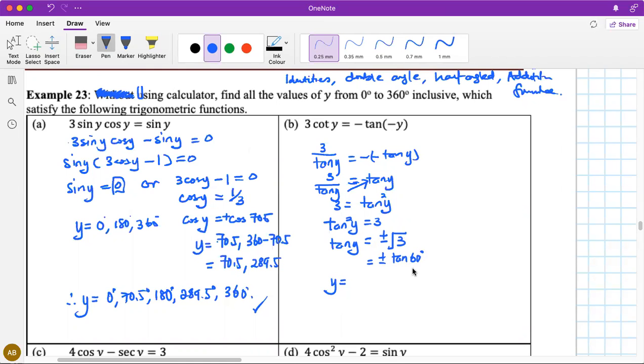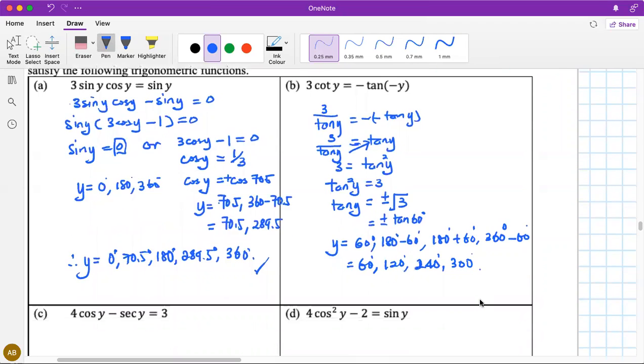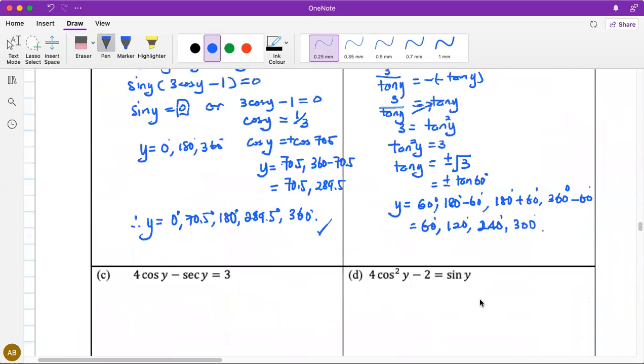So what is y? So y it will be plus minus, this means it will be in quadrant 1, 2, 3, 4. So quadrant 1 is 60. Okay, quadrant 2 is 180 minus 60. Then quadrant 3 is 180 plus 60. Then the quadrant 4 is 360 minus 60. So you get 60, 120, 240, and lastly 300. Okay, so that's the solution for B. Then we come to C.